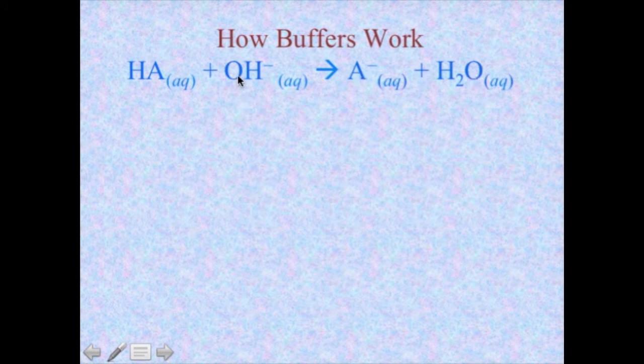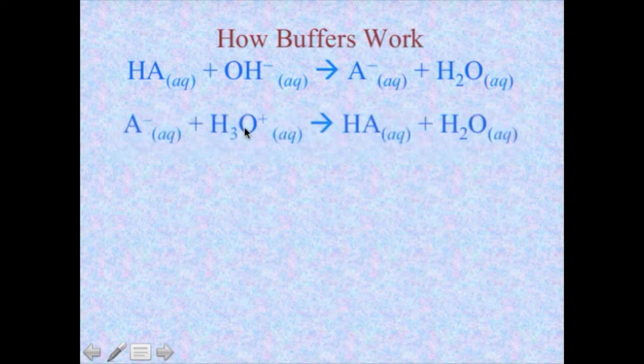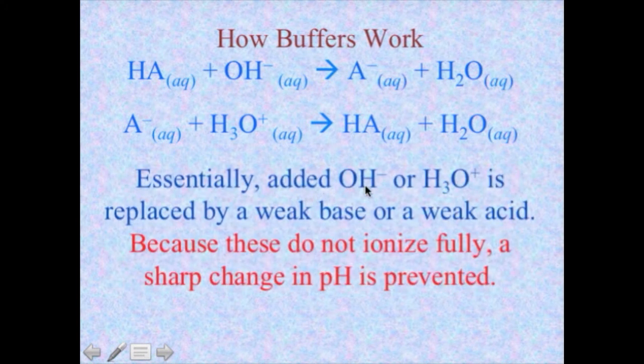So instead of having a lot of excess hydroxide floating around, having a sharp effect on the pH, the hydroxide is neutralized and is replaced by the conjugate base. If you add an acid to this buffer solution, it reacts with the conjugate base and is neutralized by it to form water and the conjugate acid. Essentially, added hydroxide or hydronium ion is replaced by a weak base or a weak acid. And because these do not fully ionize, a sharp change in pH is prevented.